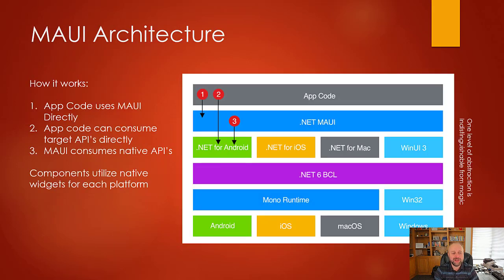So let's talk more about how this stuff works. I've got these steps over here, 1, 2, and 3. One is our app code can use MAUI. And if that's the only dependency we have, then that's fine. Two, just like in Xamarin Forms, there's nothing stopping us from actually calling platform native code either. So if we need to do that for some reason, we can still do that. We can go right past the MAUI framework and just call straight into a native platform API.